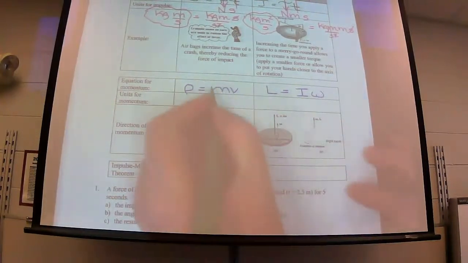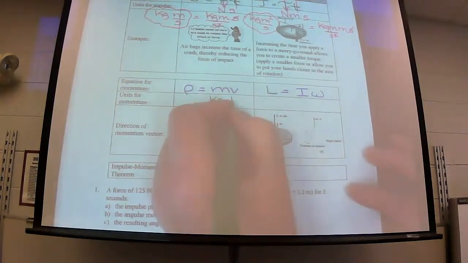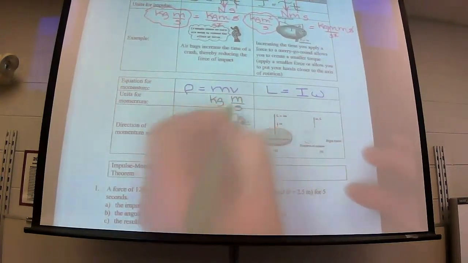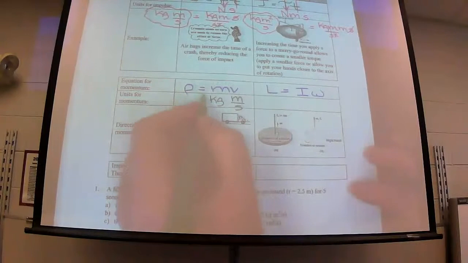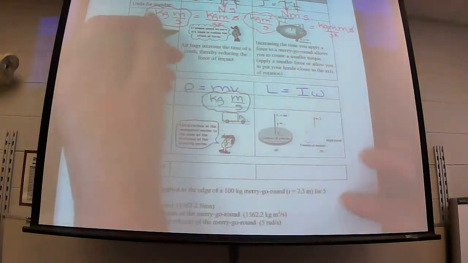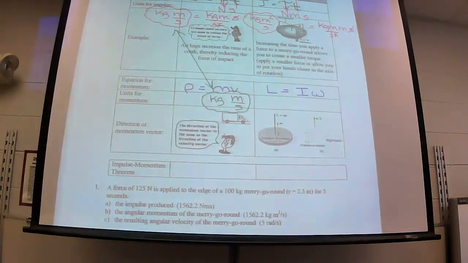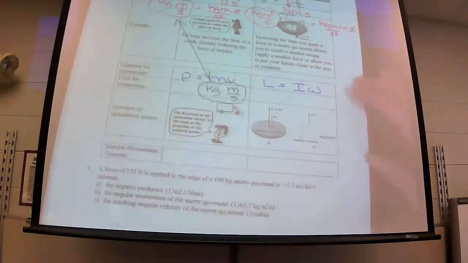So that's going to be kilograms. And velocity is meters per second. So those are going to be the units for momentum. And notice they match. These two units match because impulse and momentum can be set equal to each other. All right, let's look over here.